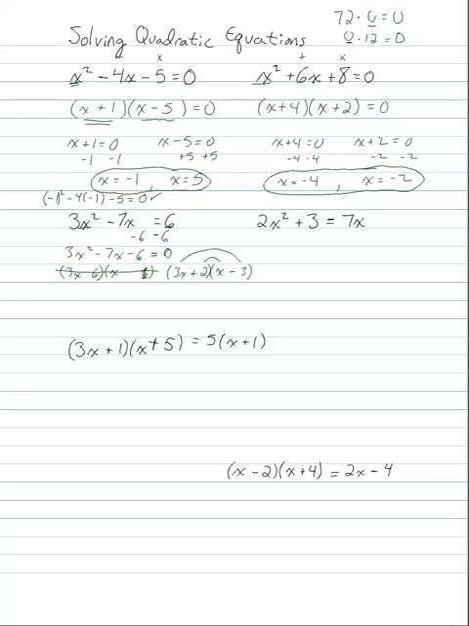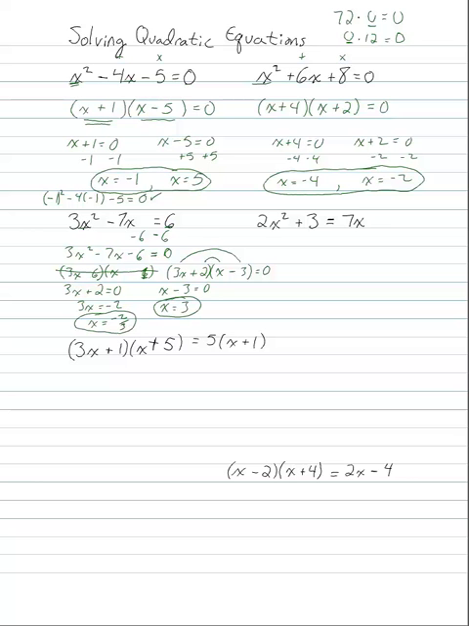Now I can set both of them equal to 0. So 3x plus 2 equals 0. Subtract 2 from both sides. 3x equals negative 2. And divide by 3. X equals negative 2/3. Do my other one. X minus 3 equals 0. Add 3 to both sides. X equals 3. So I have my two answers.